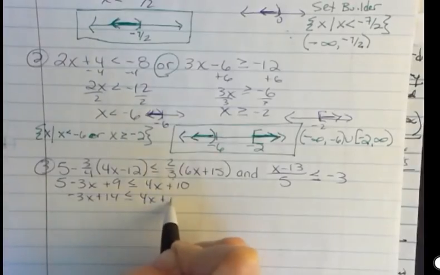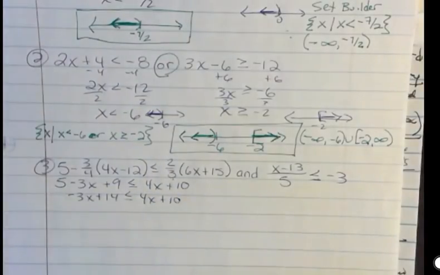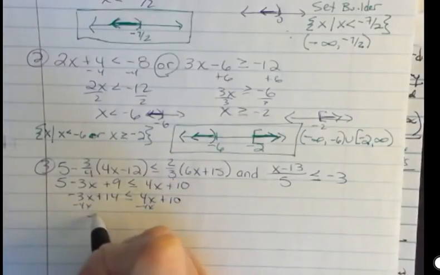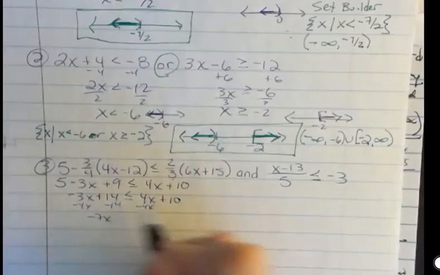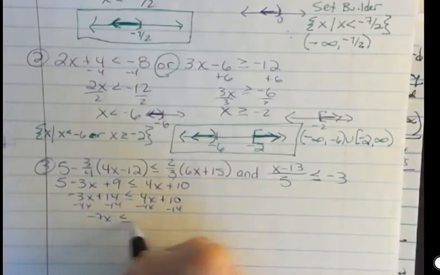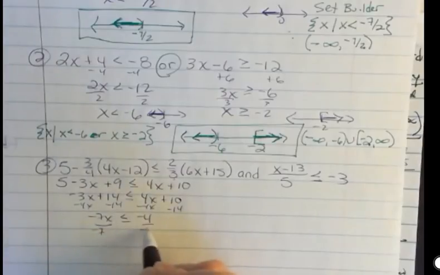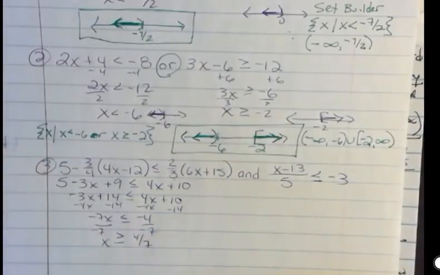And then I'm going to move things so that the variables are on one side and the numbers are on the other. If I subtract 4x from both sides, I get negative 7x. And if I subtract 14 from both sides, I get negative 4. Divide both sides by negative 7. Remember, if you divide by a negative, you reverse the direction of your arrow, so I get x is greater than or equal to 4/7.